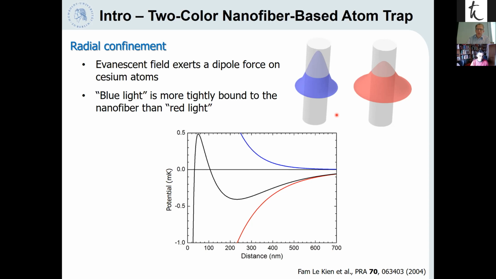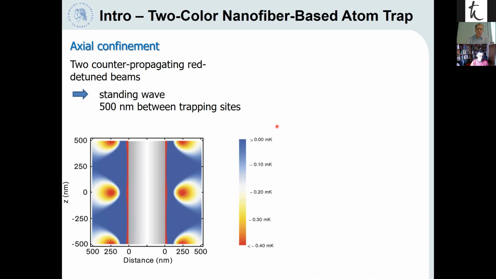Let us first consider the axial dimension, so along the nanofiber. In this case, we obtain confinement by using a standing wave for the attractive red light field here. So we are sending two counter-propagating red light fields into the fiber, and the resulting interference gives rise to maxima, so antinodes and nodes of the red field, meaning that along the fiber we now have a periodic potential where potential minima are separated by about half a micron in our case, which is half the wavelength of the red trapping light field in our nanofiber.